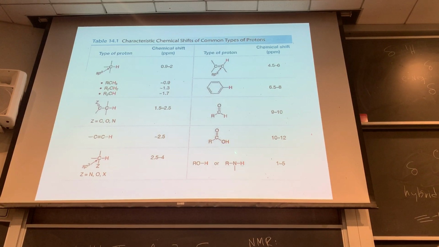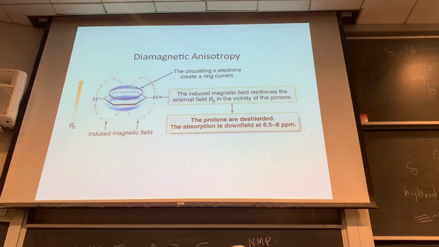And these can be exchanged easily with deuterium if you just wash it with D2O, for example. These will exchange out, and then the deuterium is silent in the NMR. Okay, that's not an NMR active nucleus. Only the protons, the H1. Anyway, that's the range there.